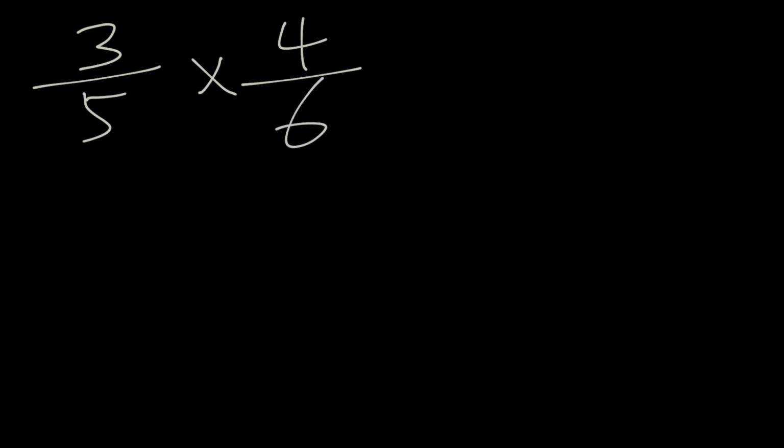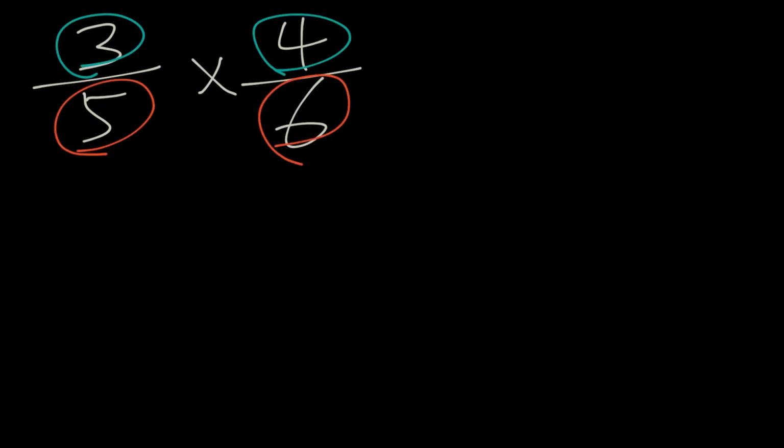Here is an example. In this basic example, we're simply having 3/5 times by 4/6. So we're just taking the numerator times the numerator and the denominator times the denominator. 3 times 4 is 12. 5 times 6 is 30.